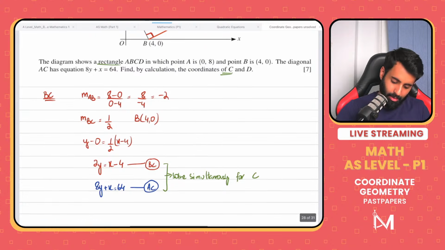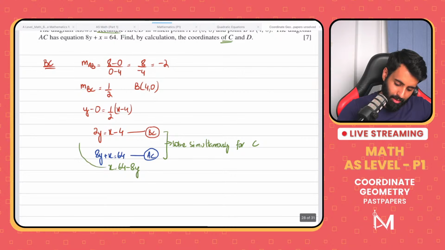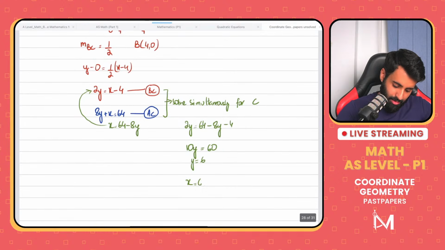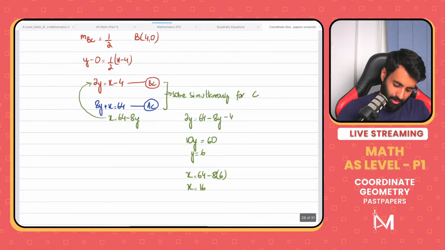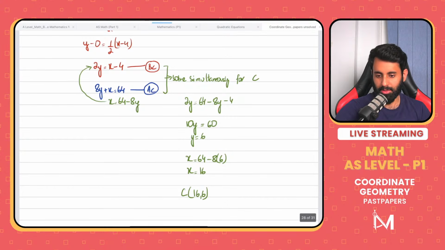for C. If you want to solve this simultaneously, you have a lot of options actually. I can make x the subject over here, which is going to be 64 minus 8y, and then I can plug it in the first equation. So 2y as it is equals 64 minus 8y minus 4. That means 10y equals 60, which means y equals 6. Once you have the y coordinate, you can find the x coordinate very easily. x equals 64 minus 8 into 6, so that's 64 minus 48, which is 16. And now we have the coordinates of C, and they are 16 comma 6. So that's the answer to the coordinates of C.